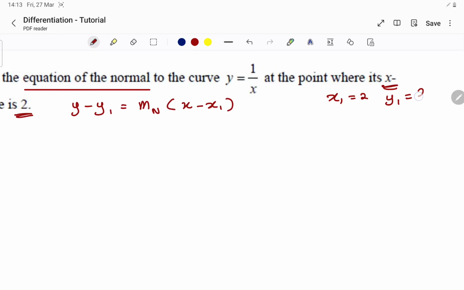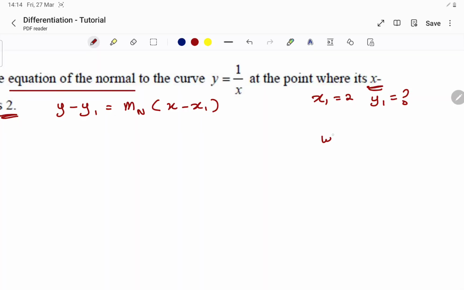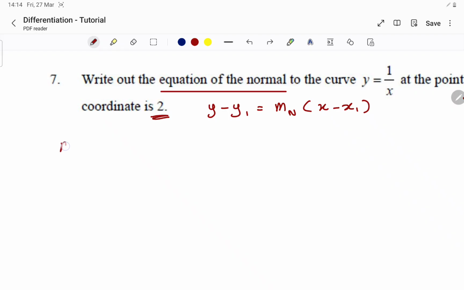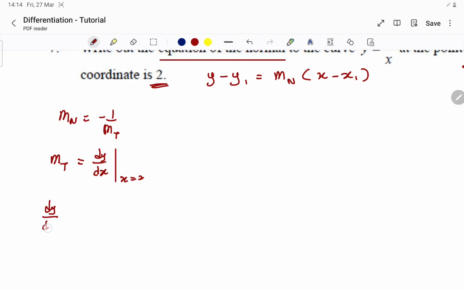But do we have y1? No, we don't have. How to find y1? Just use the curve, y equal to 1 over x. So to find y1, you substitute. When x is equal to 2, y is equal to 1 over 2. So your y1 is this right now. And then the next one, do we have mn? No, we don't have. How to find mn? mn is equal to negative 1 over mt. So do we have mt? No, we don't have mt. So how to find mt? We differentiate y, become dy dx, and substitute x is equal to 2 inside. So first step is find dy dx.